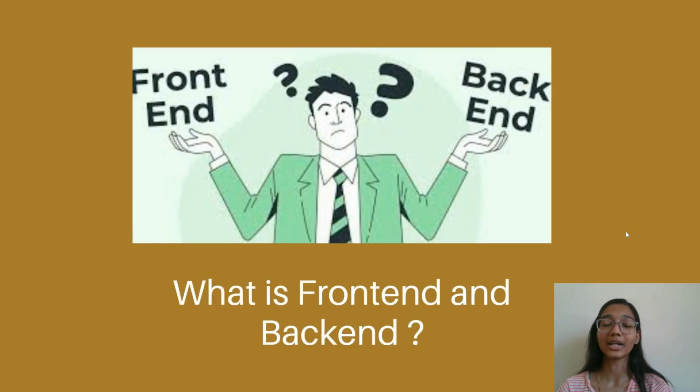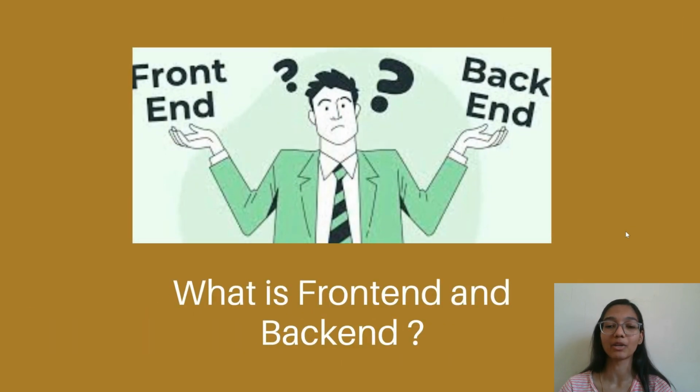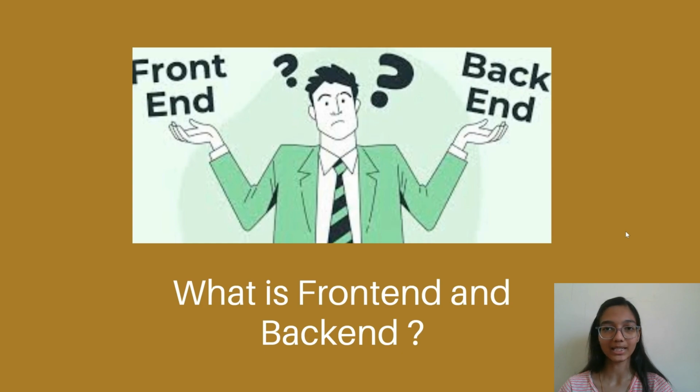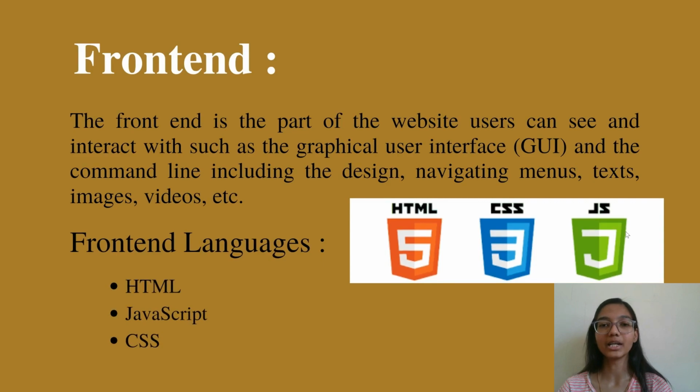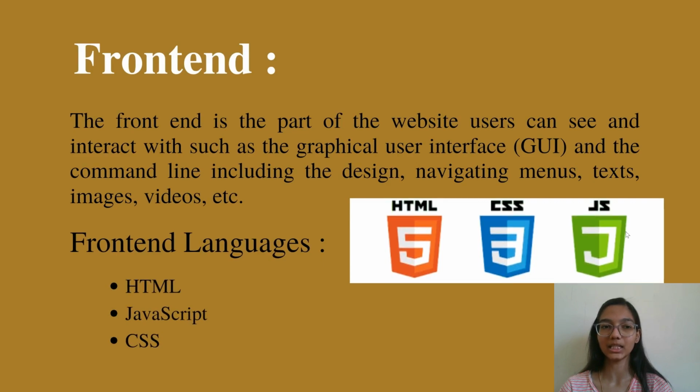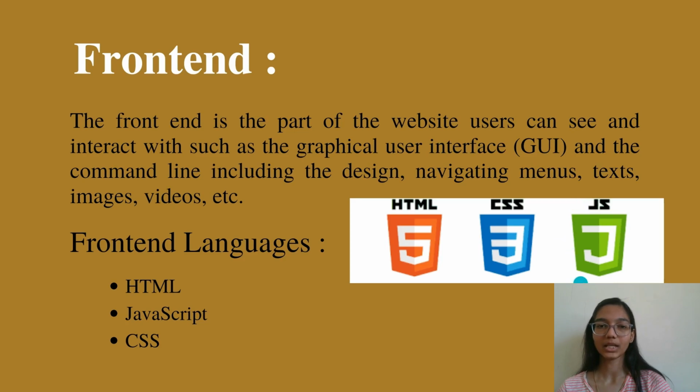So many times we are confused about what the front end part is and what the back end part is. So let's get a clear idea. First, what is the front end? The front end is the part of the website users can see and interact with, such as the graphical user interface, that is GUI, and the command line, including the design, navigating menus, text, images, videos, etc. The languages we use for the front end are HTML, JavaScript, CSS, and more. Here are the symbols of them.